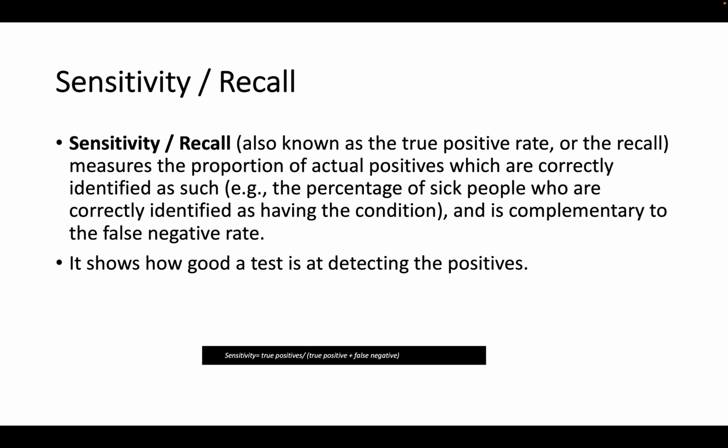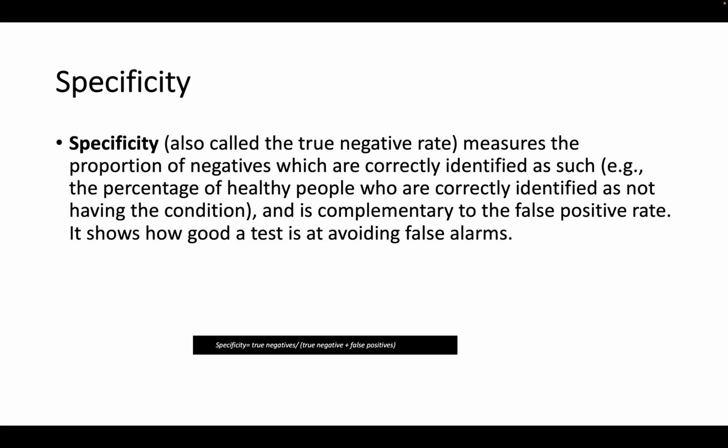Sensitivity upon recall, also known as the true positive rate or the recall, measures the proportion of actual positives which are correctly identified as such. The percentage of sick people who are correctly identified as having the condition, and is complementary to the false negative rate. It shows how good a test is at detecting the positives. Sensitivity is important.